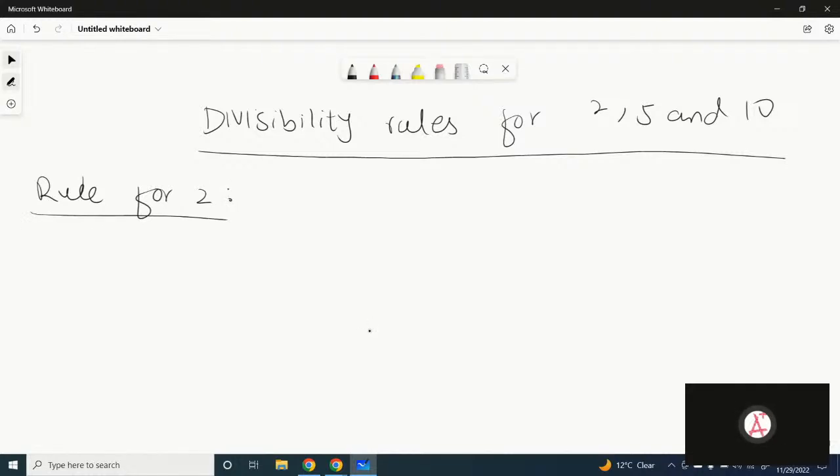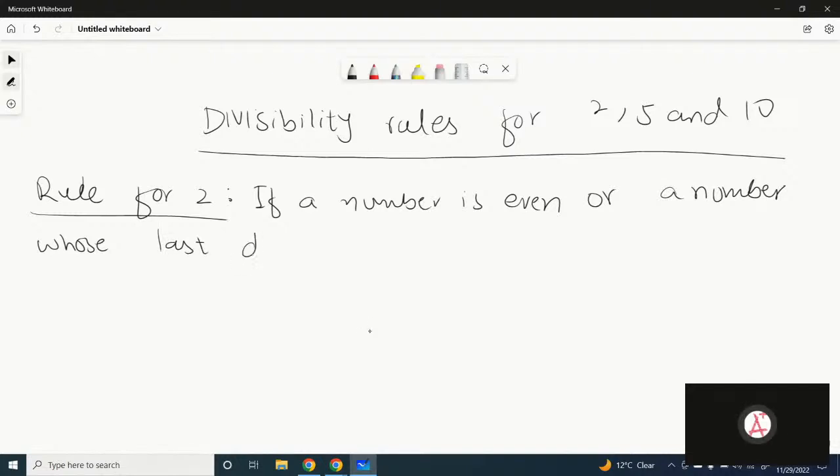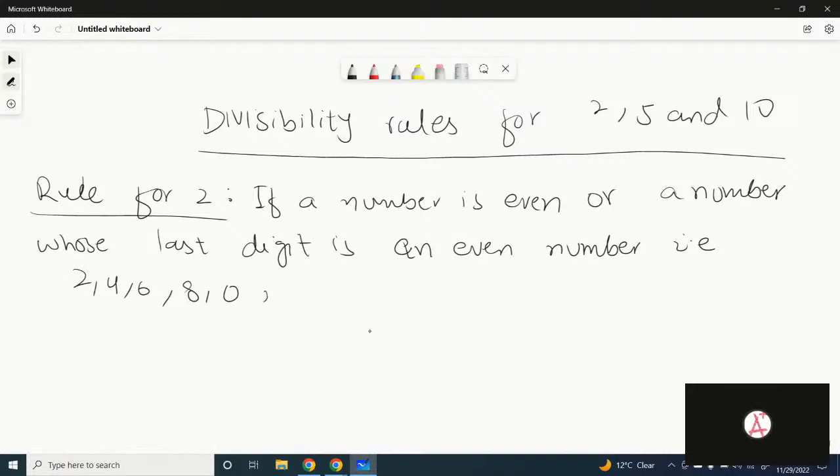Okay, the divisibility rule for 2 is: if a number is even, or a number whose last digit is an even number, that means they are 2, 4, 6, 8 and 0, it is always divisible by 2. Got it? This is the divisibility rule for 2.